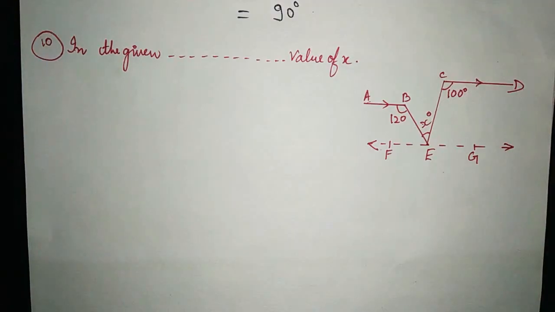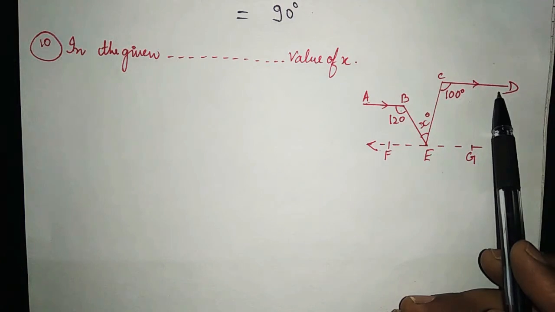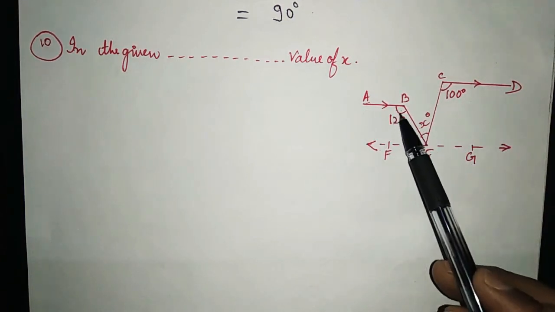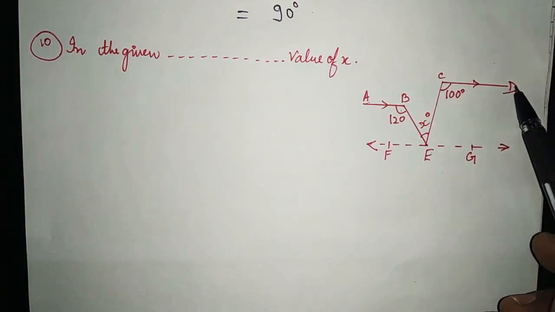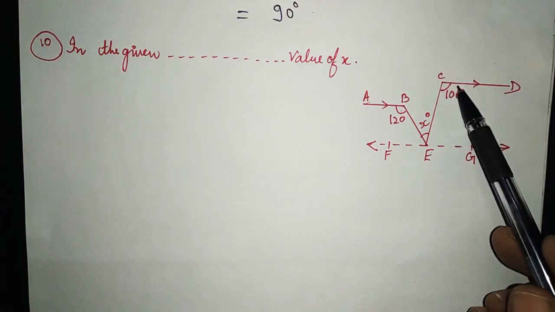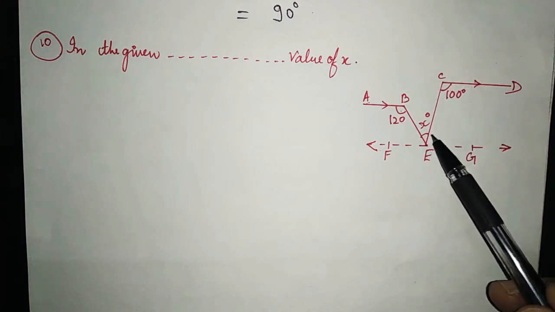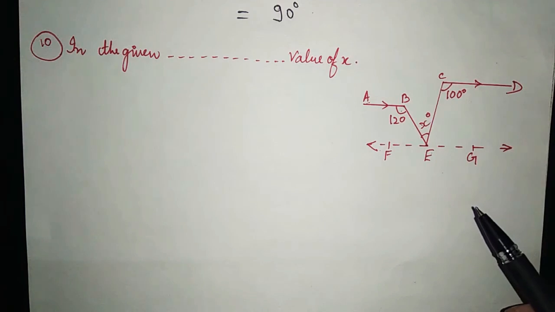Now students, see the question number 10 of page number 179. Here in this question, in the given figure, AB is parallel to CD. Angle ABE is equal to 120 degrees. Angle ECD is equal to 100 degrees. And angle BEC is equal to x degrees. Find the value of this x.